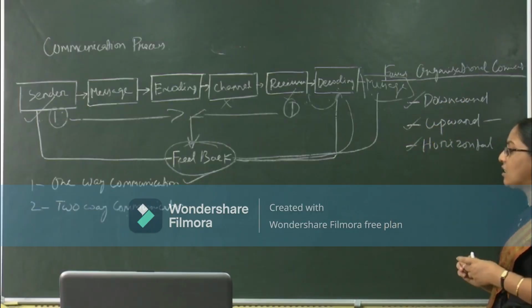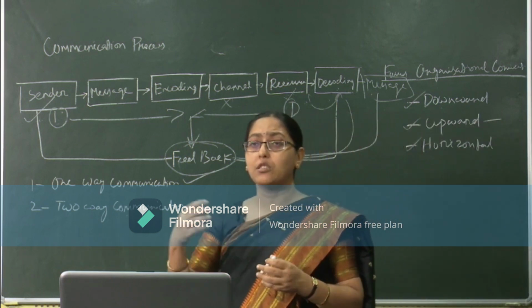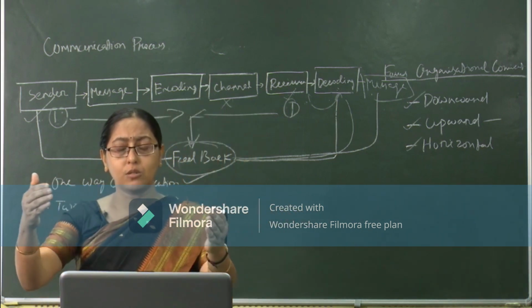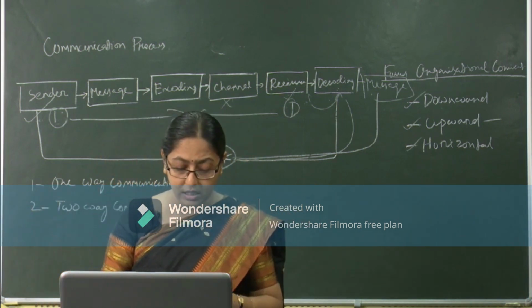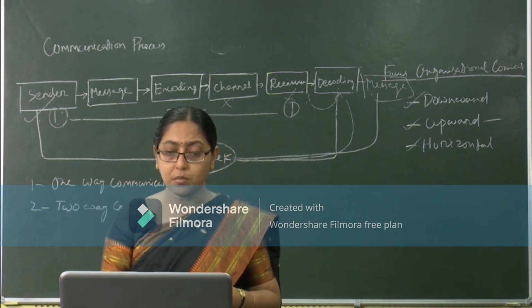In horizontal communication, communication happens within the same department and among the same category of officers. That is horizontal communication, which happens within the organization. So, these are the different forms of the communication process.